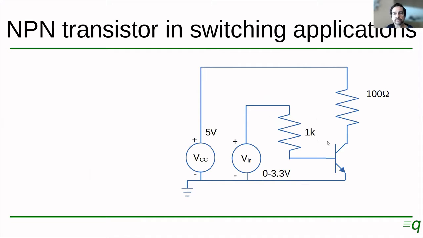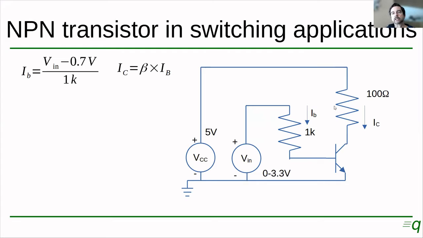So we have an NPN transistor with a resistor of 100 ohms connected to its collector to a 5-volt power supply. The base is connected through a 1 kilo ohm resistor to a variable voltage source that can deliver from 0 to 3.3 volts. If we calculate, the base current is going to be the input voltage, Vin, minus 0.7 volts, which is the voltage at the base, divided by 1 kilo ohm, which is the value of this resistor.